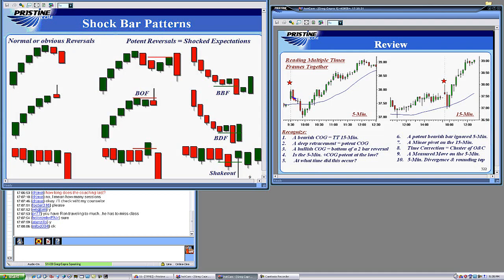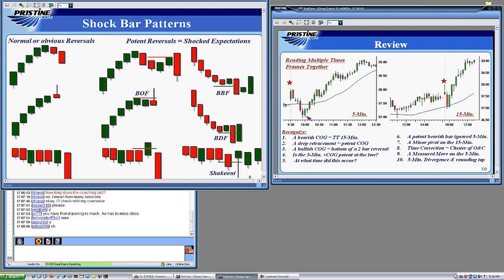There, COG is a topping tail, right here, right where the star is. Big green bar up, big red bar down, it's a topping tail. Deep retracement, potent COG. Deep retracement. Potent reversal on the 15, bottom of the 15-minute chart. A reversal pattern on the 5. That's the transition.